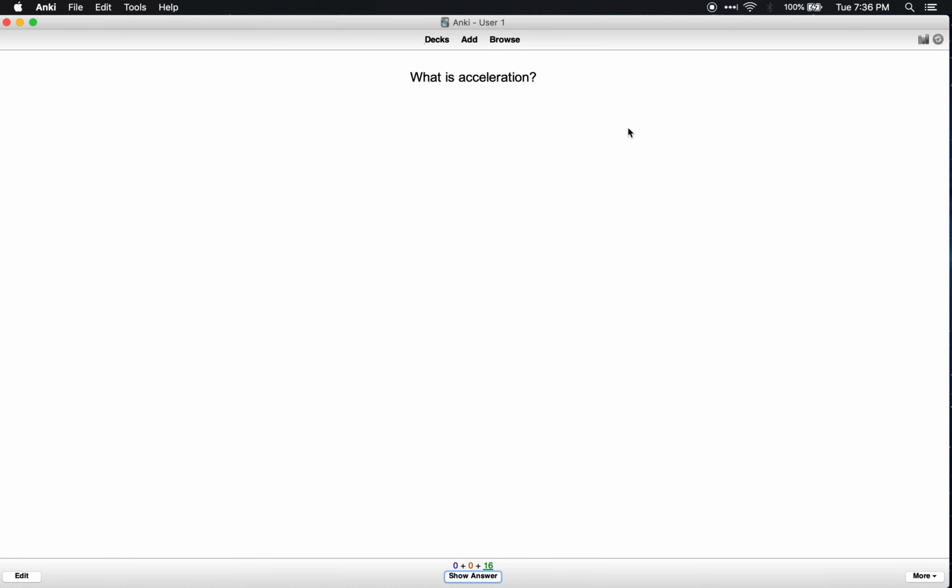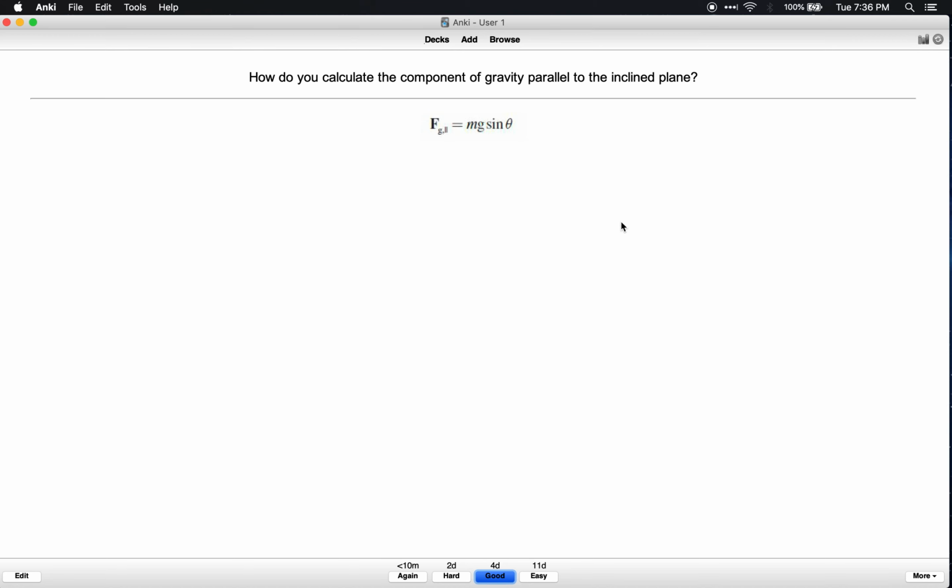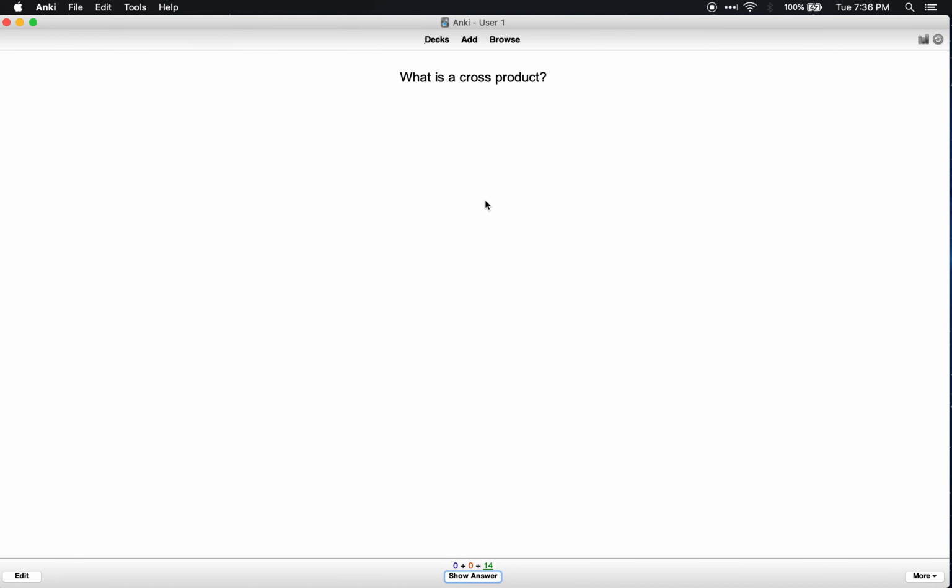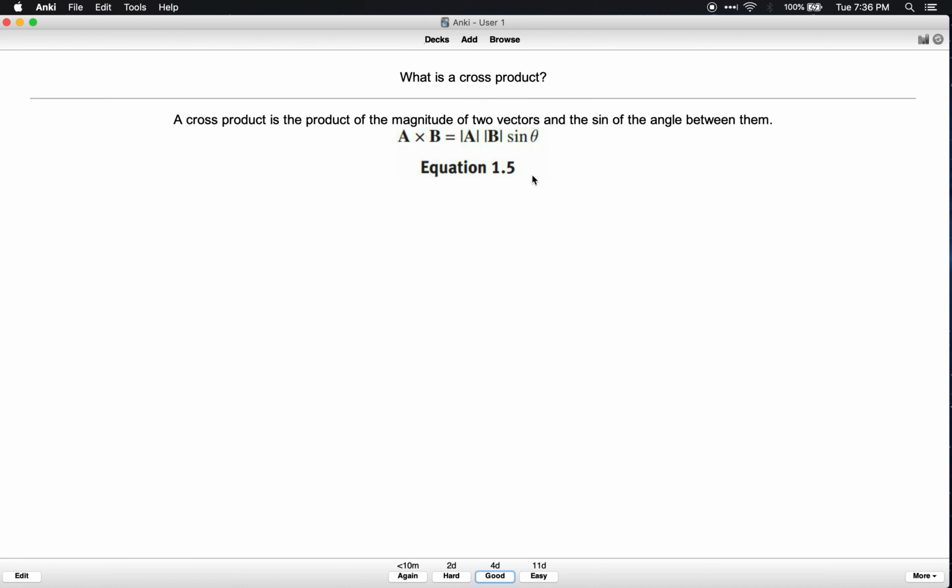Time. Acceleration equals delta V over delta T. For parallel, use mg sine theta. Cross product, A times B equals AB sine theta. Distance is distance traveled. Mass and weight: W equals mg. Static friction, μs, is a range, so Fs is between 0 and μs N.